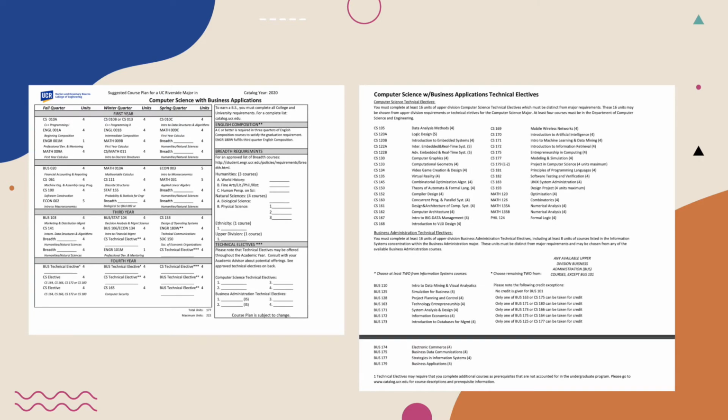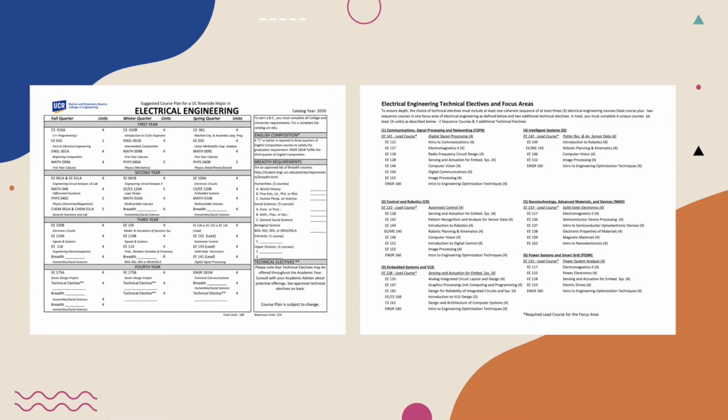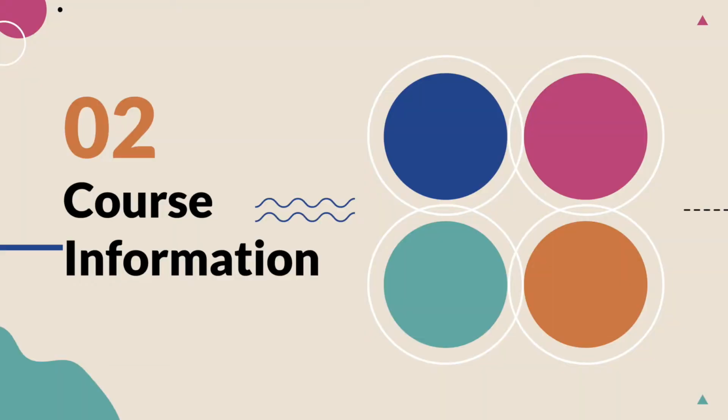Here are some other course plans, such as CSBA, Computer Engineering, Data Science, and Electrical Engineering. You can go ahead and pause the video if you want to take a look at the course plan for your respective major, but it is also available on the BCOE website. Next, we're going to be going over course information.